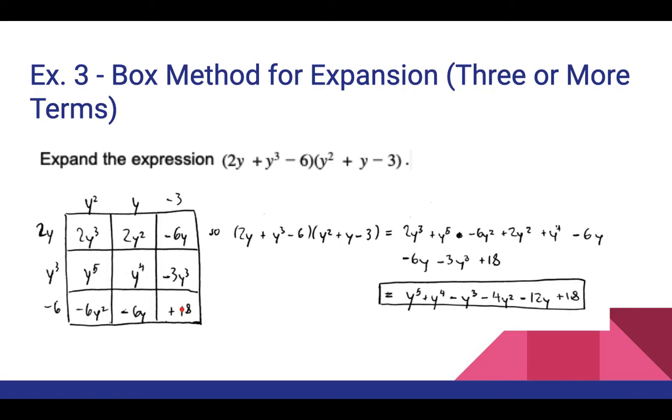Okay? So as a result, we're going to add together our like terms. The 2y cubed adds with the negative 3y cubed, which gives us a negative y cubed. The y to the fifth is by itself, so we get just a y to the fifth. Y to the fourth is by itself, so we get just a y to the fourth. And then we get a negative 6y squared plus 2y squared, which gives us a negative 4y squared. And lastly, we get negative 6y plus negative 6y gives us negative 12y plus 18.